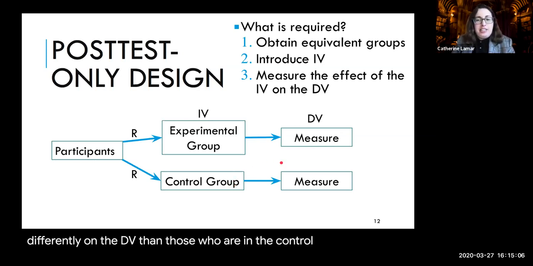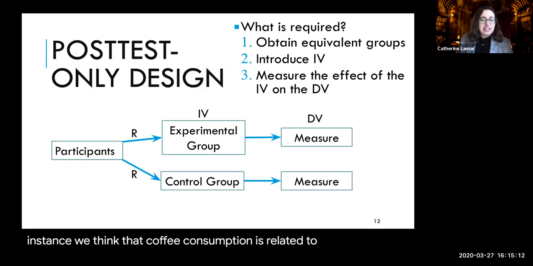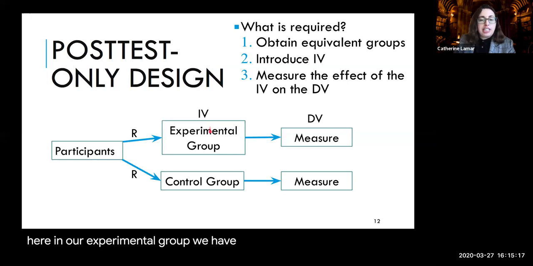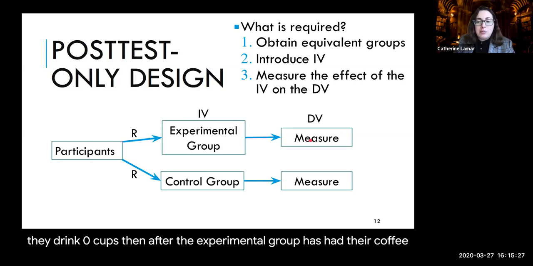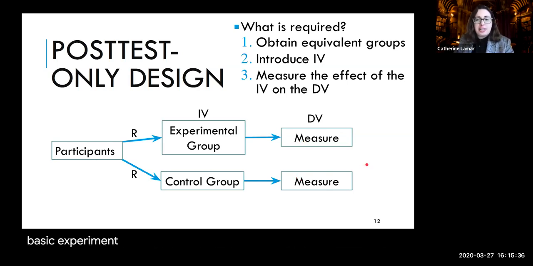Now, to bring this home to an example we've been talking about, maybe, for instance, we think that coffee consumption is related to happiness. So here in our experimental group, we have people drink 2 cups of coffee. And in the control group, we have participants not drink any coffee at all. They drink 0 cups. Then after the experimental group has had their coffee, we ask both groups to take a happiness survey. And we see if those who drink coffee are happier than those who didn't drink coffee. It's a basic experiment, post-test only design.